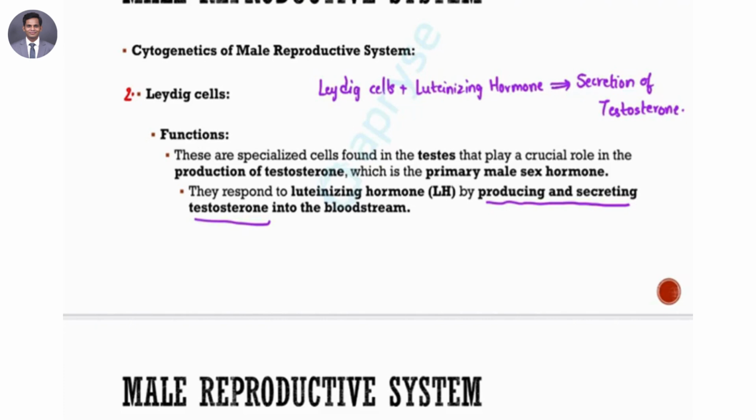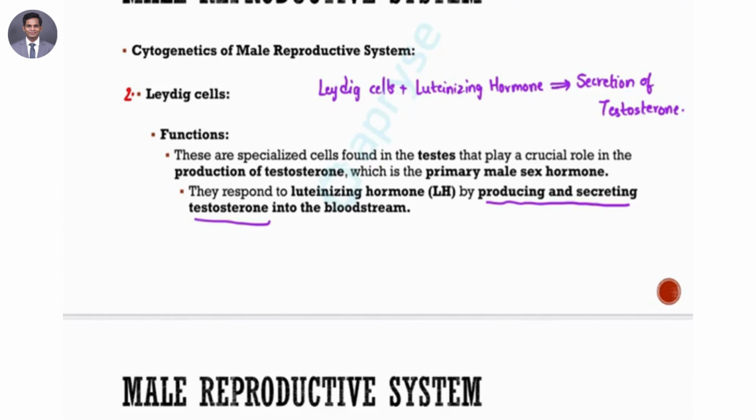The Leydig cells respond to the luteinizing hormone that is released by the pituitary gland. This helps in synthesizing and secreting testosterone into the bloodstream. This process ensures the maintenance of testosterone at a proper level, which is important for the development of the male characteristics we talked about: facial hair, deeper voice, muscle mass, all of that. So testosterone is a very important component.